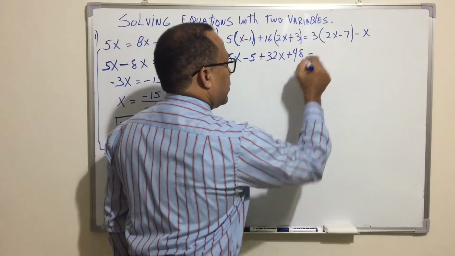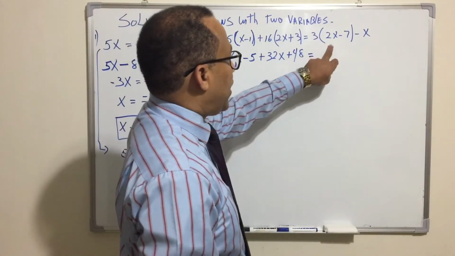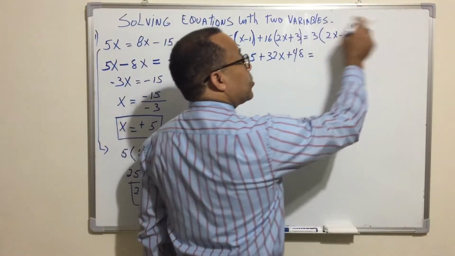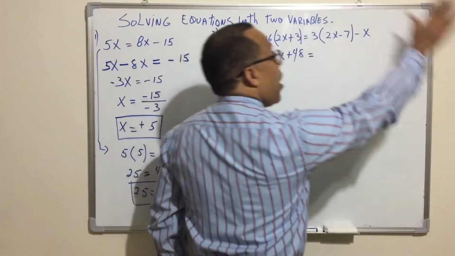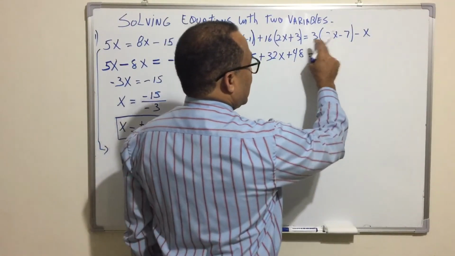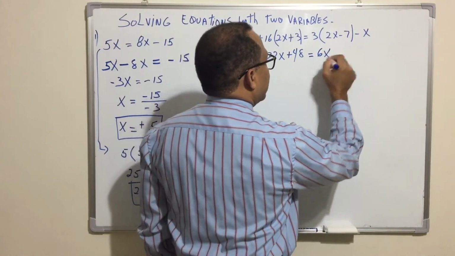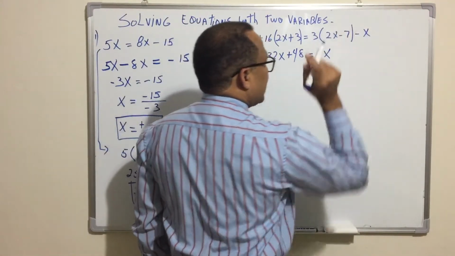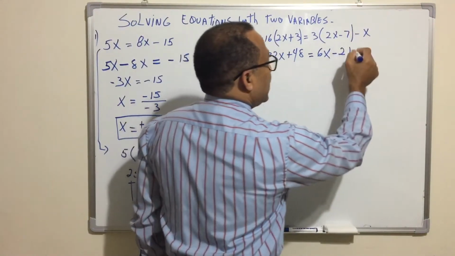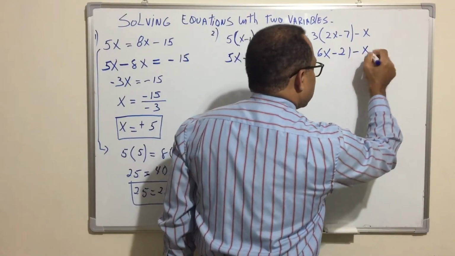Equals. The 3 multiplies the 2x and also multiplies the 7. But the number 3 is not multiplying the x because the x is out of the parenthesis. It's not inside the parenthesis. So I'm multiplying 3 times 2x, which is 6x. 3 times negative 7 equals negative 21. I'll just bring down the minus x.